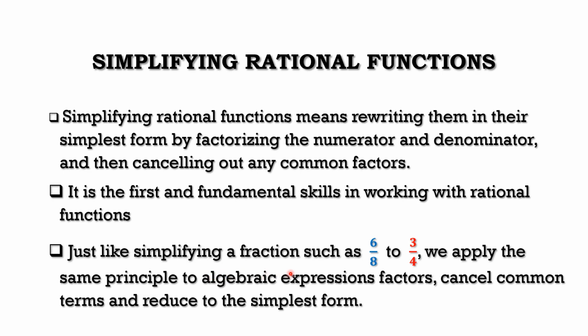Just like simplifying a fraction such as 6 on 8 to 3 on 4, we apply the same principle to algebraic expressions: factors, cancelling common terms and reducing to simplest form. So if I have 6 on 8, 2 goes into 6 how many times? 3. And 2 goes into 8 how many times? 4. It means 2 is the common factor between 6 and 8. So we cancel them out and we are left with 3 divided by 4.